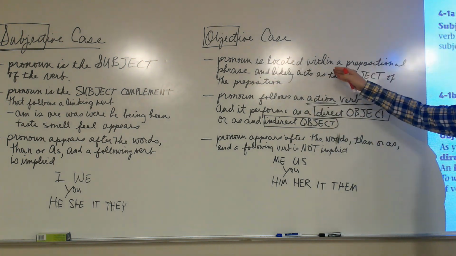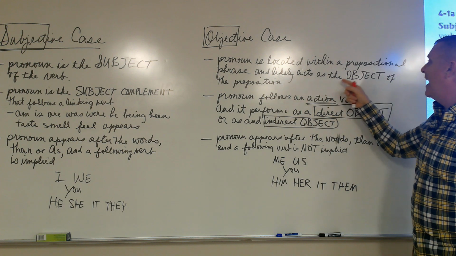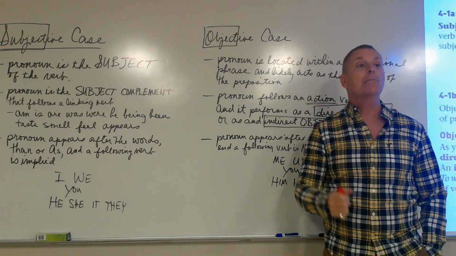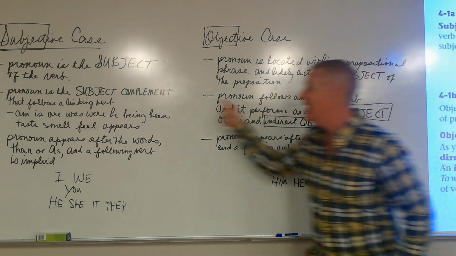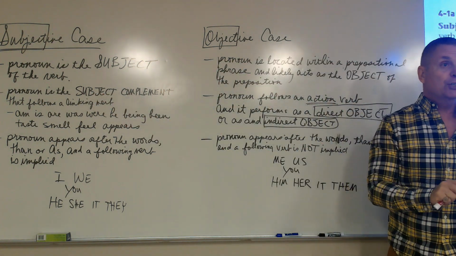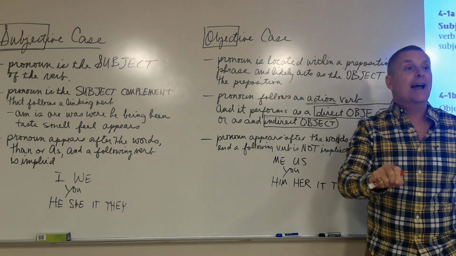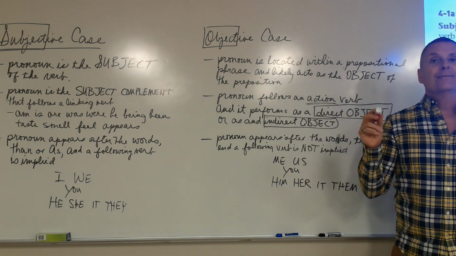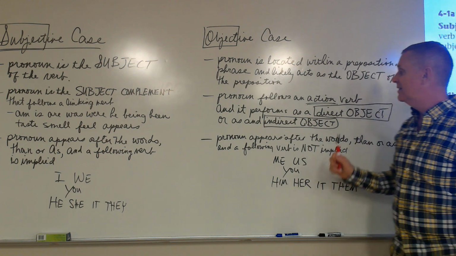That's when the pronoun is located within a prepositional phrase and likely acts as the object of the preposition, which is me, us, you, him, her, it, them. If the pronoun follows an action verb, not a linking verb, but an action verb, it's either going to be a direct object or an indirect object. If it's a direct or indirect object, use an objective case pronoun: me, us, you, him, her, it, them.